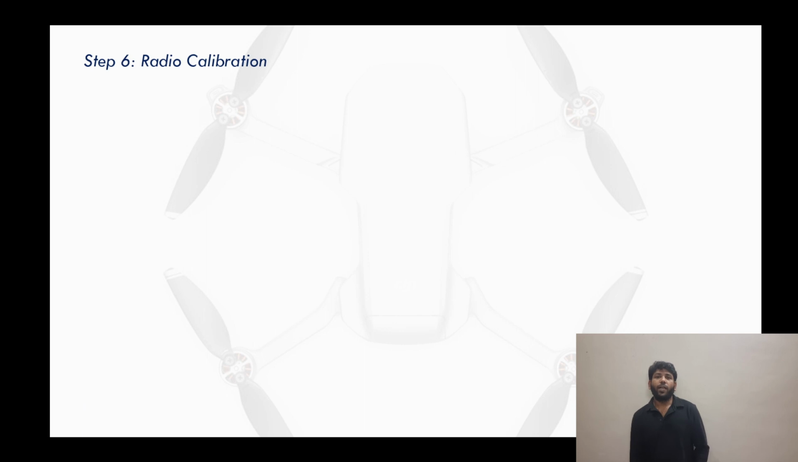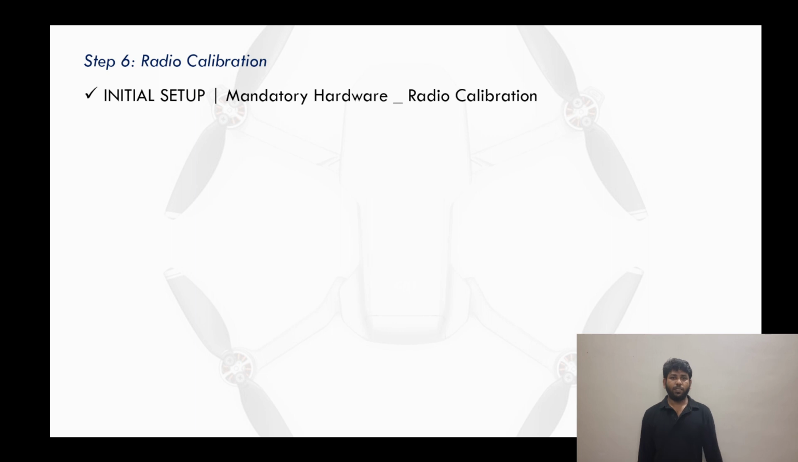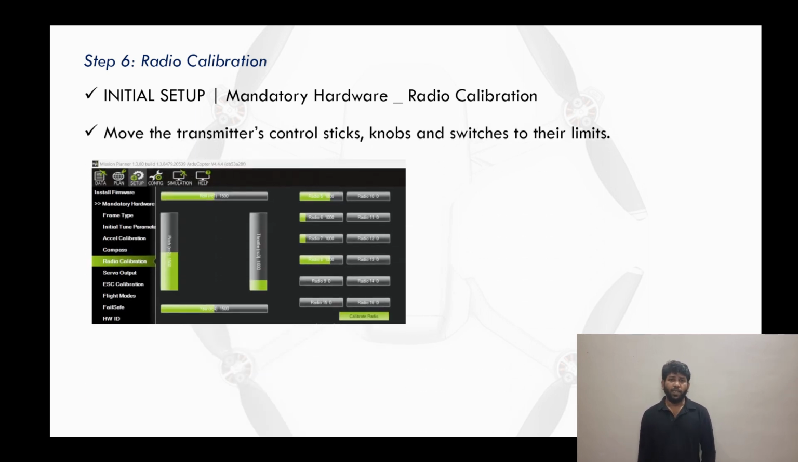Step 6. Radio Calibration. Go to Initial Setup in Mission Planner, navigate to Mandatory Hardware and then select Radio Calibration. When the drone is in the calibration interface, move the transmitter control sticks, knobs and switches to their respective limits. Before initiating the radio calibration, be sure that all propellers are removed for safety.